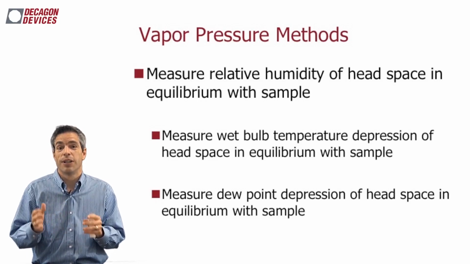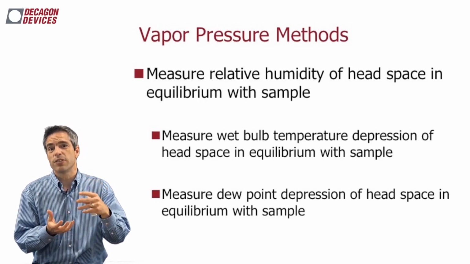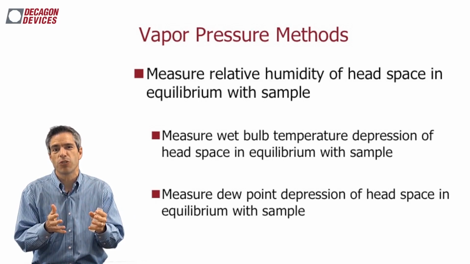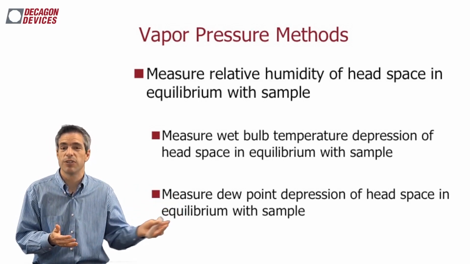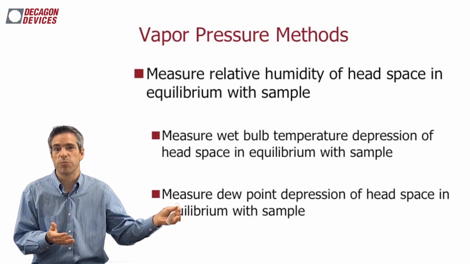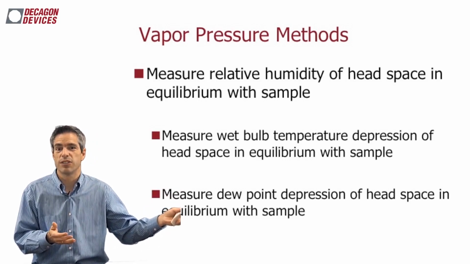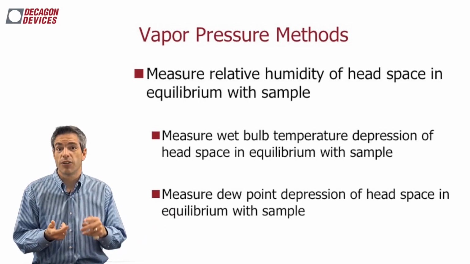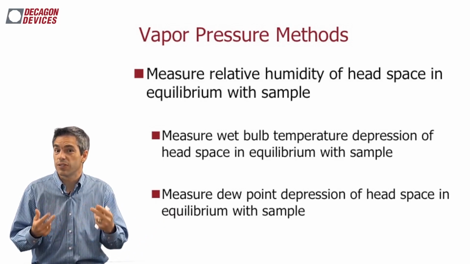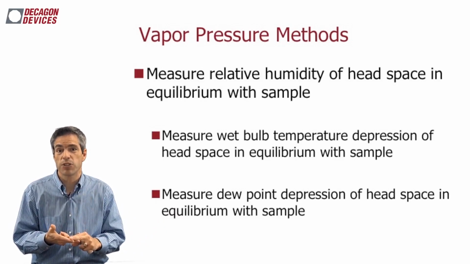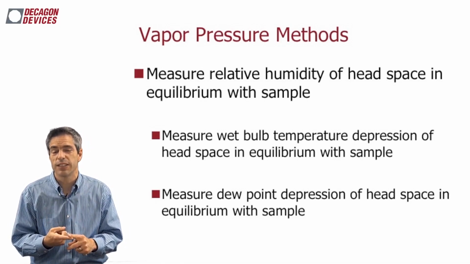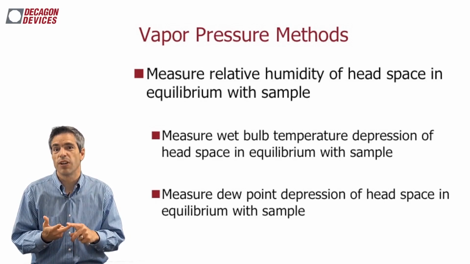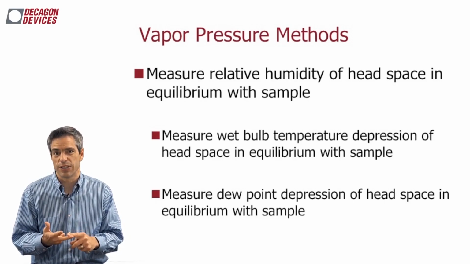But here we go. When we equilibrate this above a sample, if we measure the relative humidity, we can actually determine the water potential. And this is also a direct method, just like our tensiometers were. Now, there are two basic methods. They're using the same principles. They're both trying to measure relative humidity. One is doing it through the wet bulb technique. The other is doing it through a chilled mirror dew point technique.